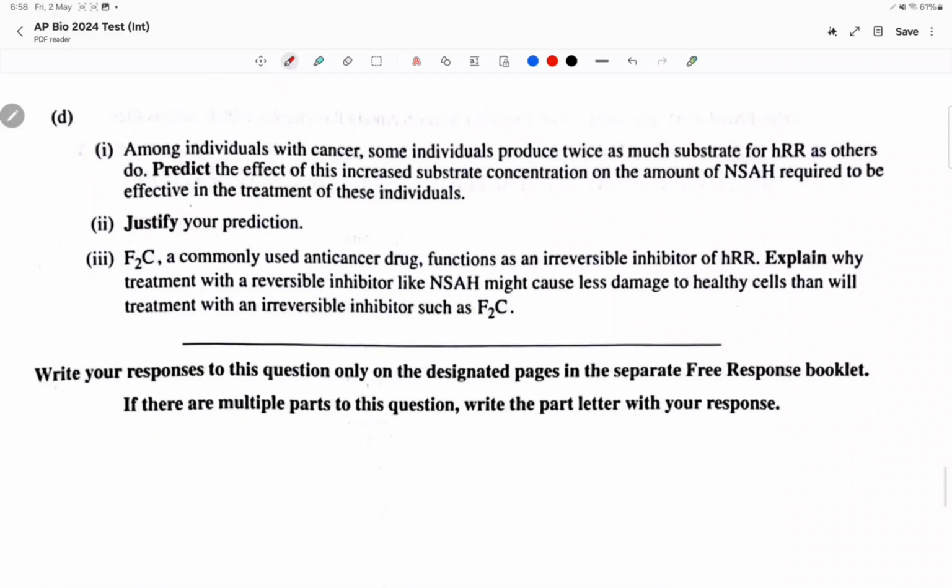B3. Among individuals with cancer, some individuals produce twice as much substrate for HRR as others do. Predict the effect of this increased substrate concentration on the amount of NSAH required to be effective. NSAH is supposed to be blocking HRR. That means if you produce more HRR, you must also require more NSAH to block it, correct? So we're going to say a higher concentration of NSAH is needed.